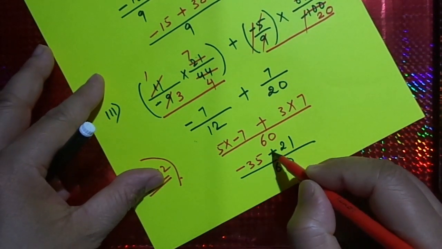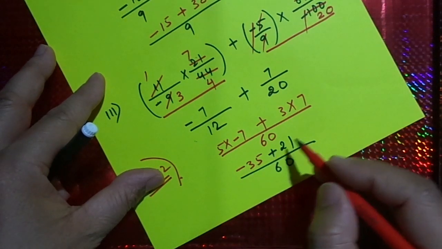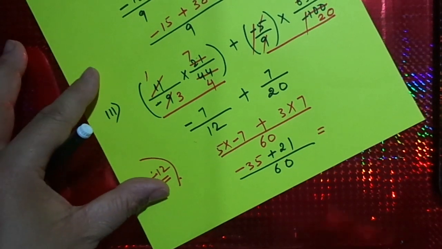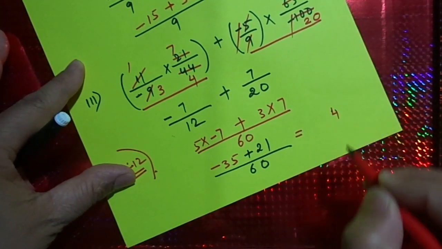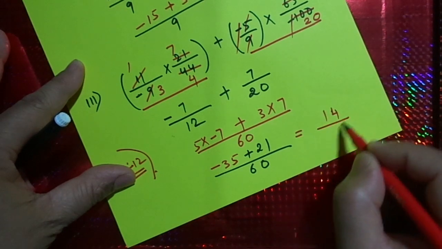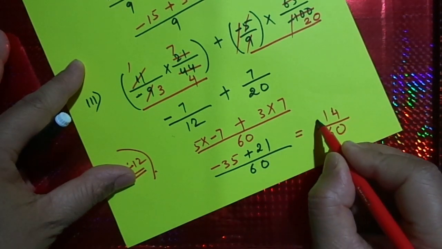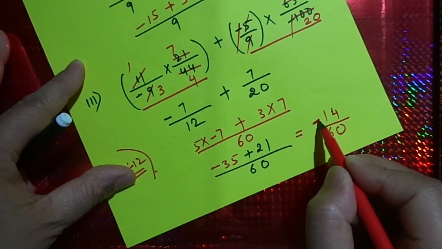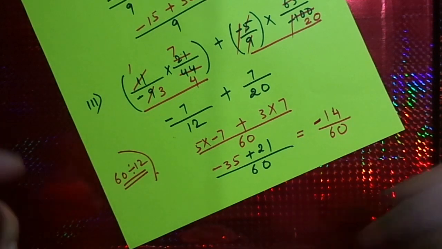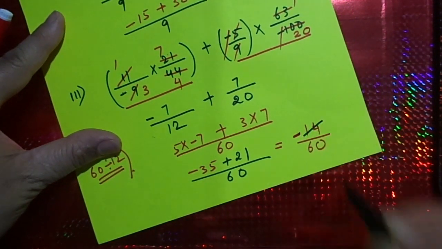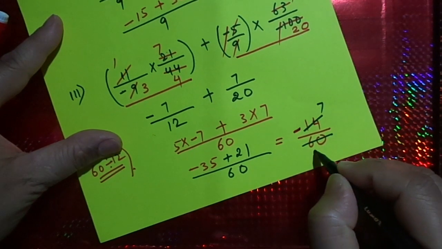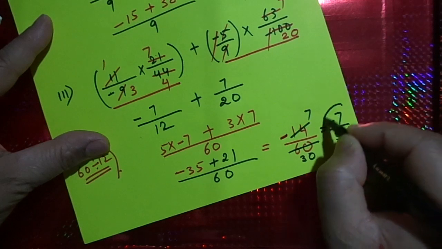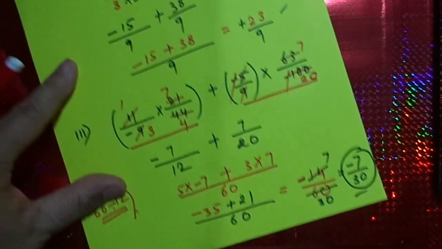So minus 35 and plus 21, they have different signs, therefore we need to subtract. So how much will we get? 14, and here the sign will be minus, because from the two the bigger number has the minus sign. Now you can cancel it more: 2 sevens are 14 and 2 fifteens are 30, so minus 7 by 30 is your final solution.